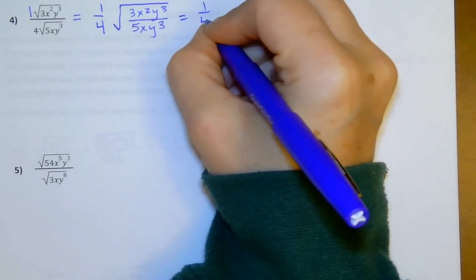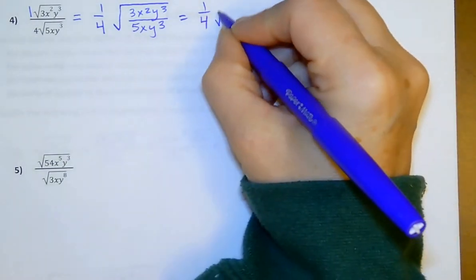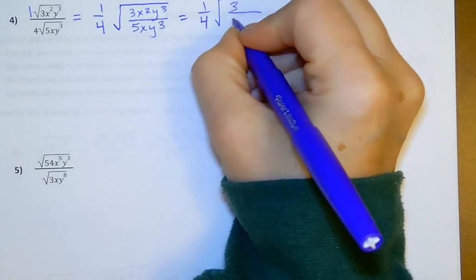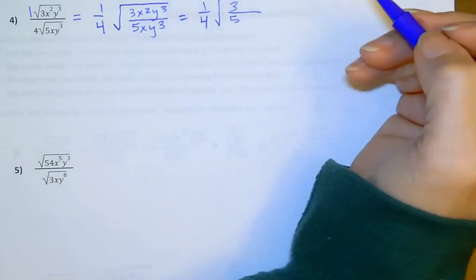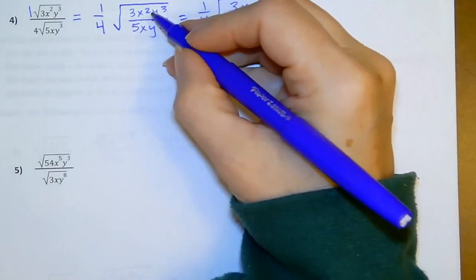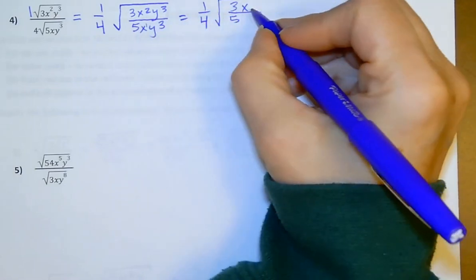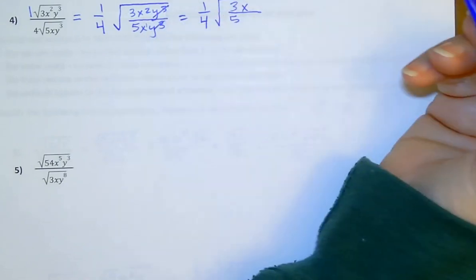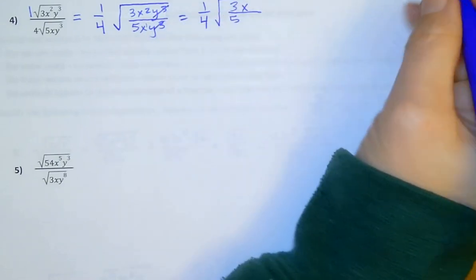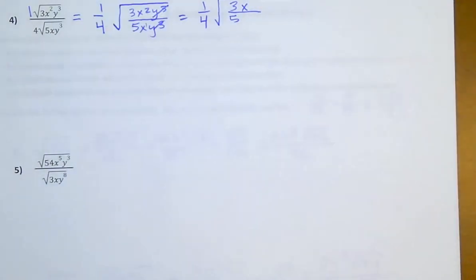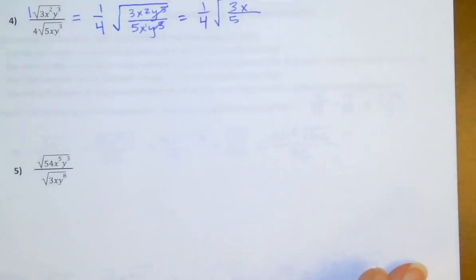So I have 1/4 times the square root of 3/5. I can't really simplify that. But x squared over x, that's just x, right? x to the 2 minus 1, so it's x to the 1. And then y to the third over y to the third, anything divided by itself is just 1, unless it's 0, and then we blow up the world. So, can you see that that's a radical?